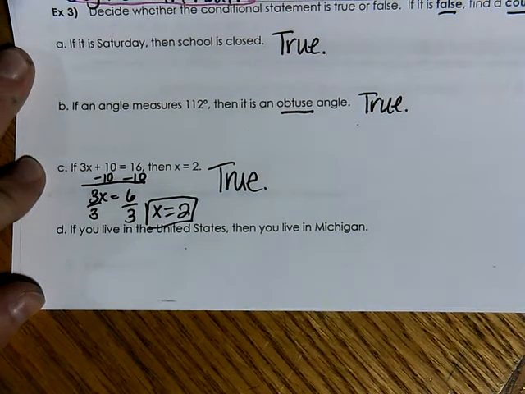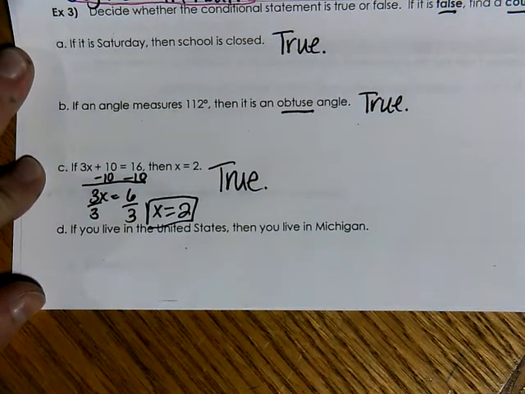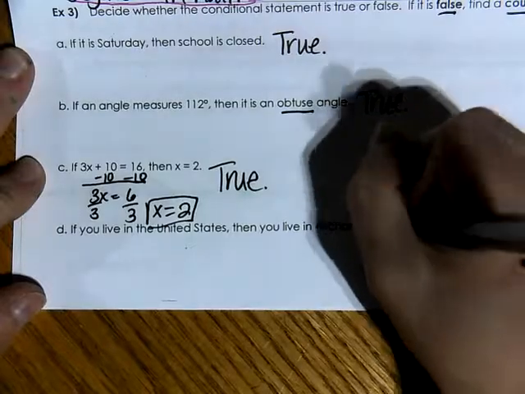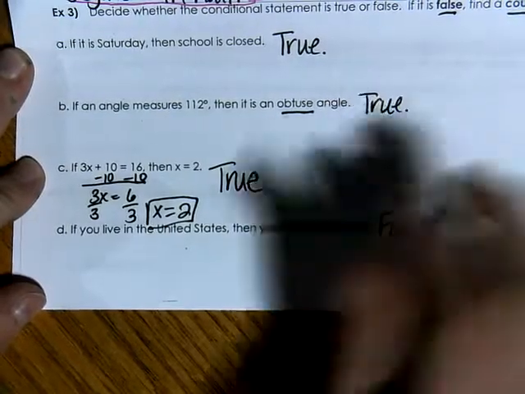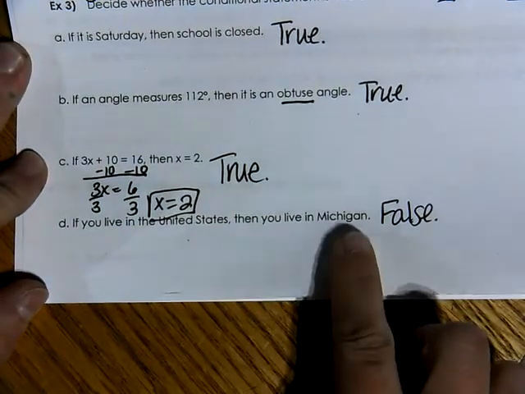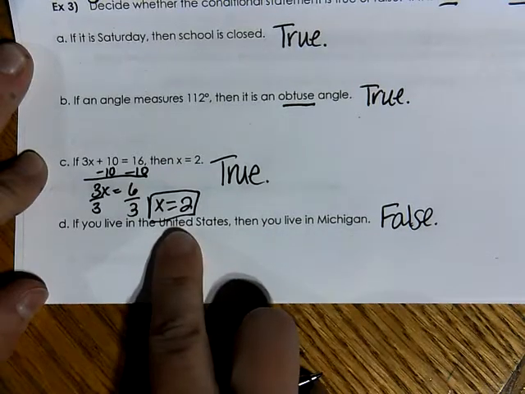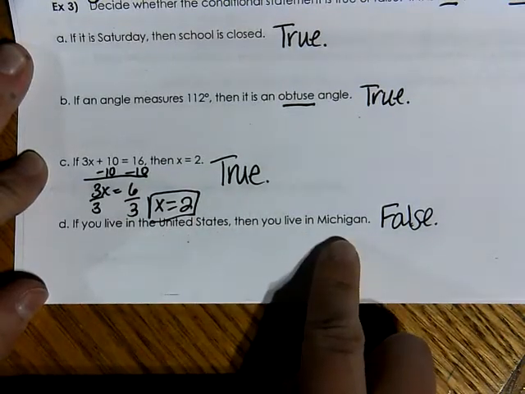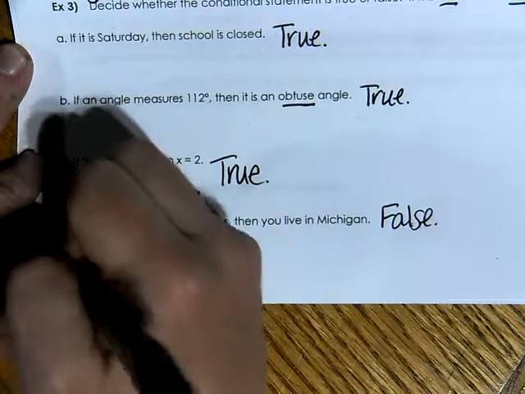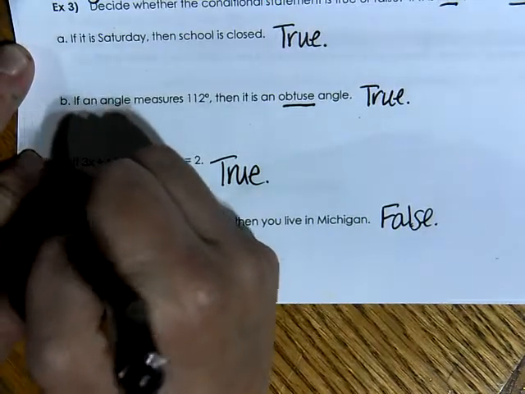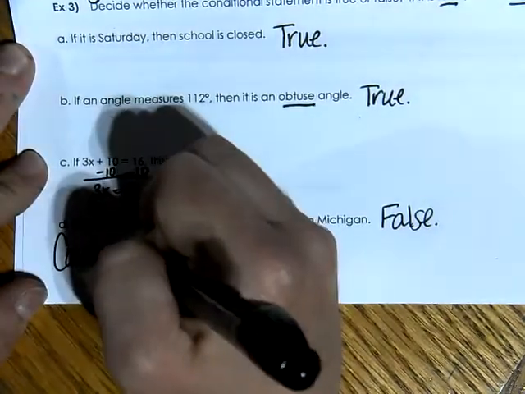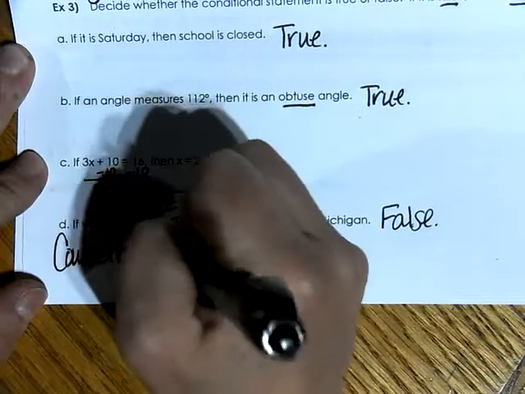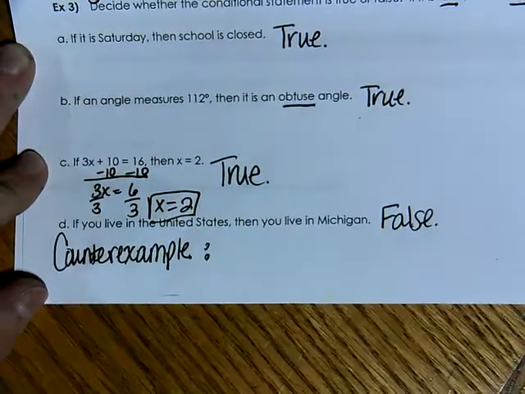And letter D says, if you live in the United States, then you live in Michigan. Well, no, this one's false. If you live in the United States, then you live in Michigan. All people in the USA do not live in Michigan. So this is where you would come up with a counterexample. And a counterexample could be anything, any one thing that proves this statement is false.